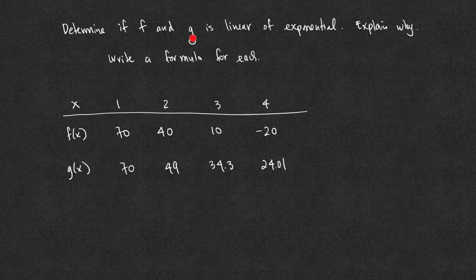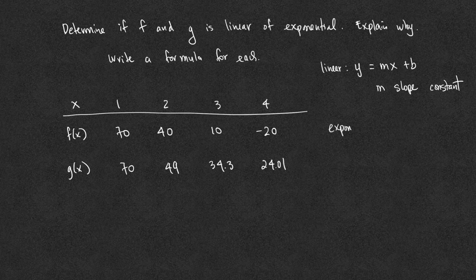Determine if f and g is linear or exponential, explain why, and then write a formula for each function. A function is linear if it is of the form y equals mx plus b, with m being the slope. And with the linear function, the slope has to be constant, meaning we add the same number each time or subtract the same number each time.